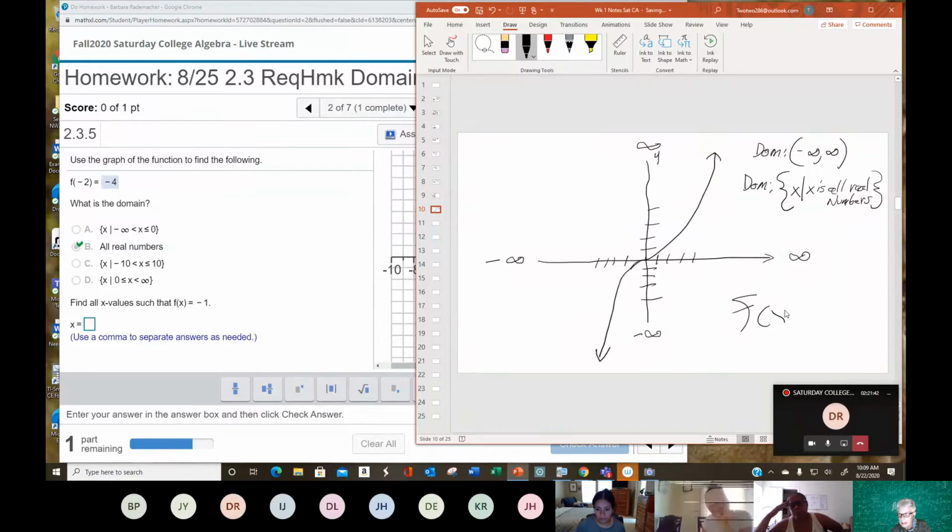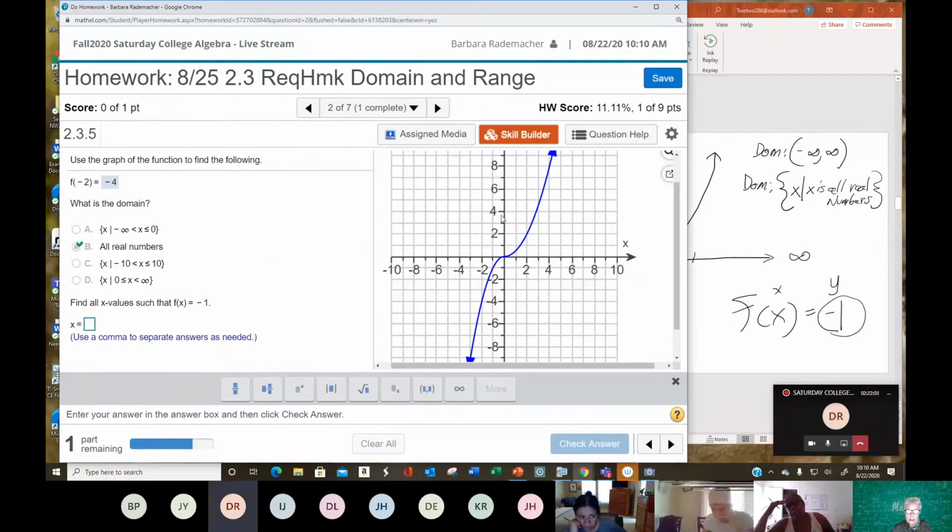F of X equals -1. This is the Y number over here. This is the X number over here. So when you have a number over here, what they're asking is, okay, Y is -1, but what is X? Okay, so I have to actually start at -1 and then go over to the graph. That stops me, so I have to head up to the x-axis, and I hit the x-axis at X equals negative 1.